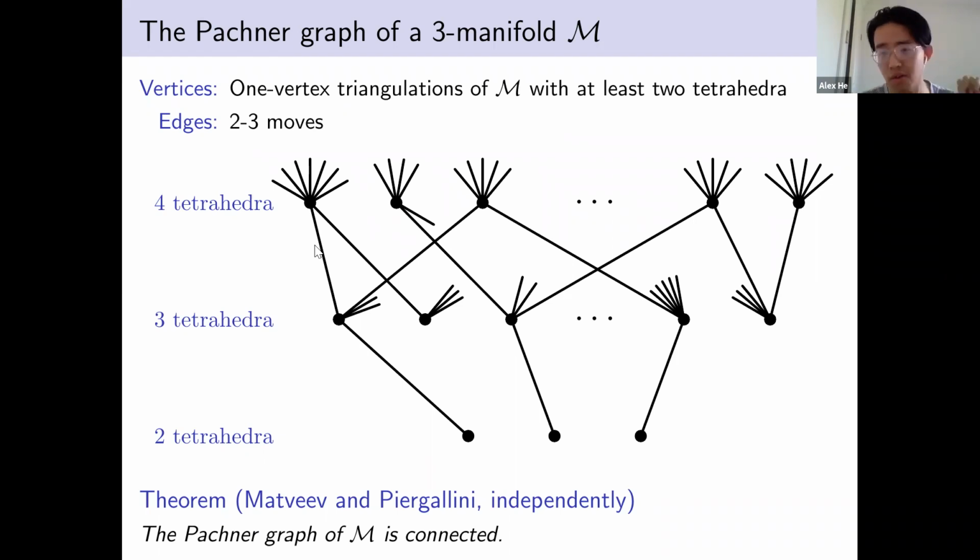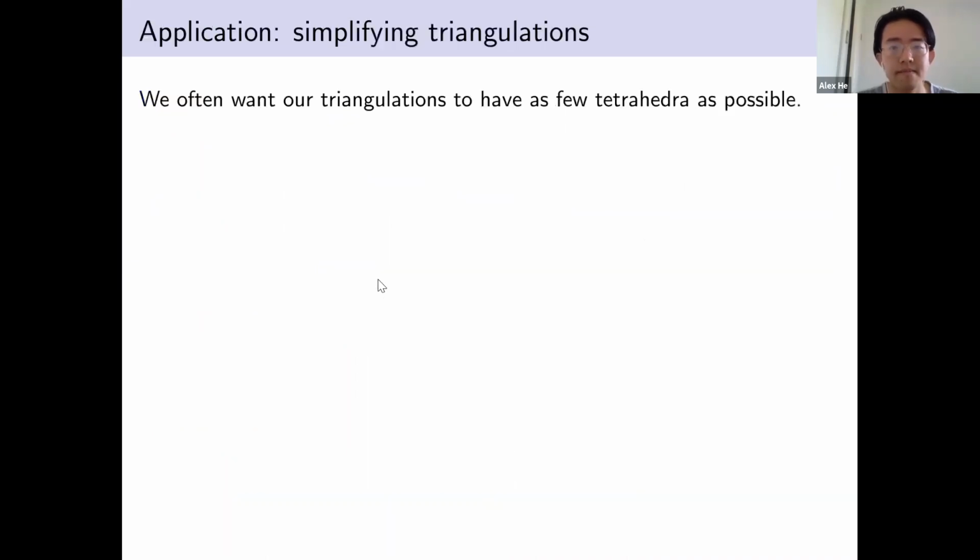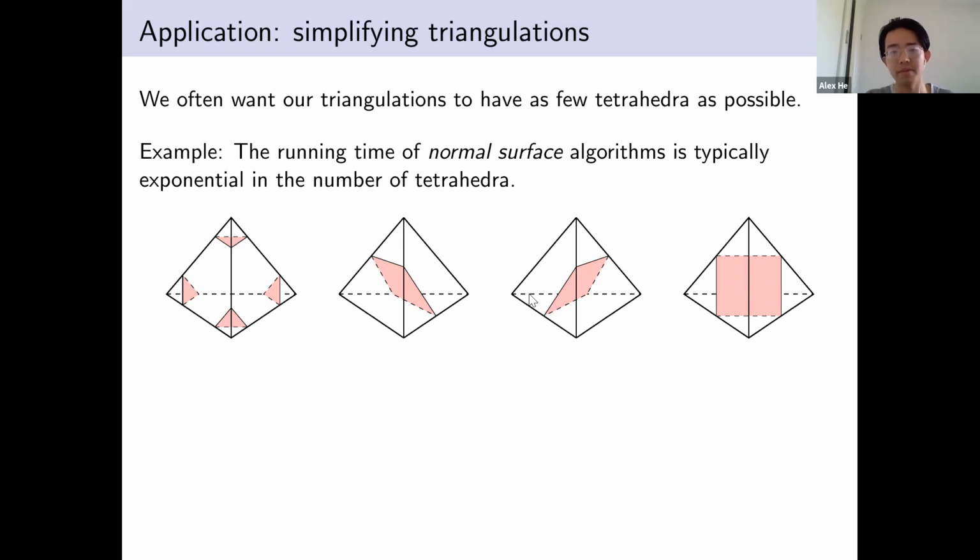And this is sort of the launching point for what I want to talk about. As I said, we want to have good triangulations. This is sort of motivation. We want to have good triangulations for computation purposes, and often what that means is you want to have a small number of tetrahedra. This maybe seems natural, but let me give you an explicit example of where this is really important.